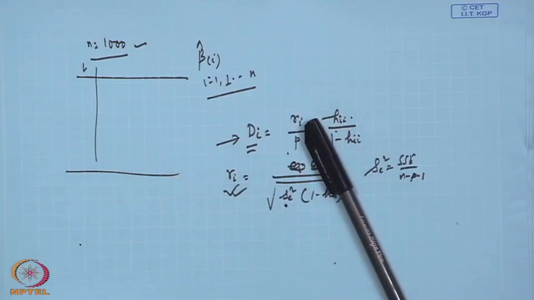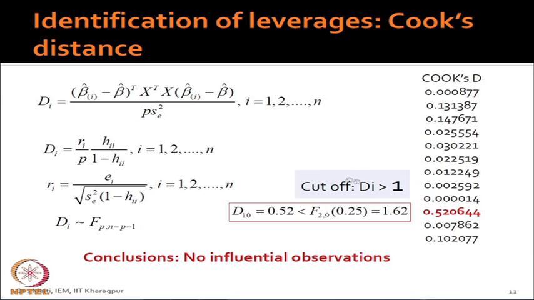Now the cutoff value, what it says is that if Di is greater than 1, then it is basically significant. Cook has given this, that for Di greater than 1, the observation will be significant. Okay. Now we will say what is the procedure.